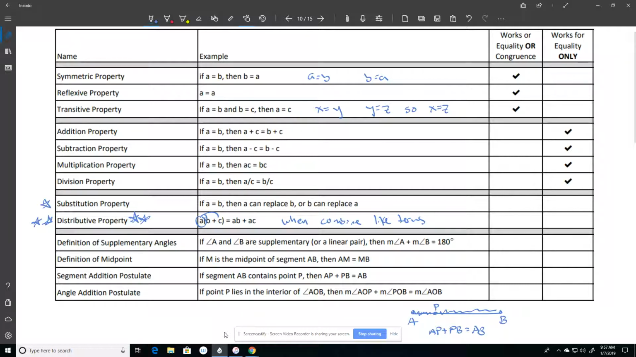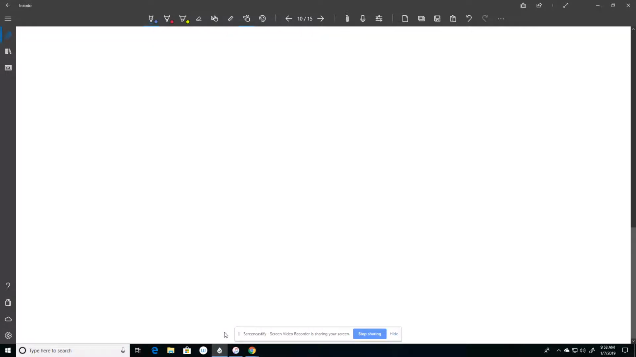There's also an angle addition postulate that looks the same. If I have an angle and I cut it, let's say this is angle ABC, and we'll call this angle in here X and this angle Y. I can say that angle X plus angle Y equals the big angle, angle ABC. That's called the angle addition postulate.